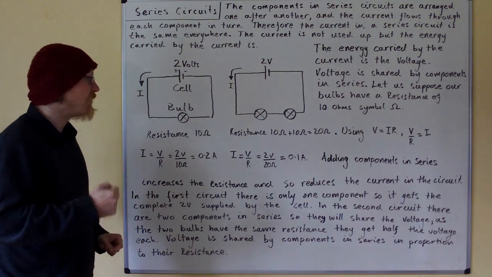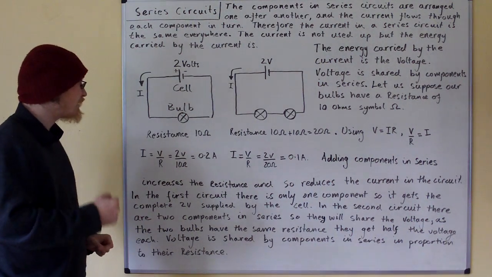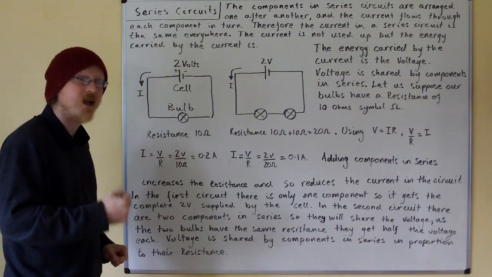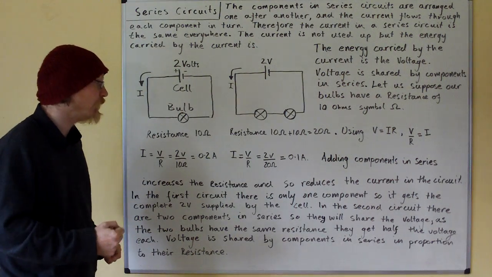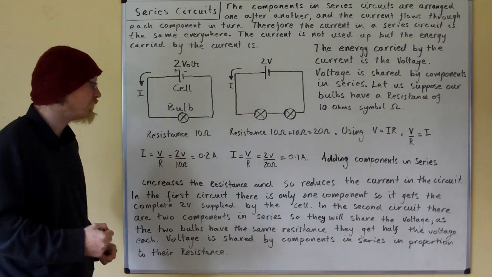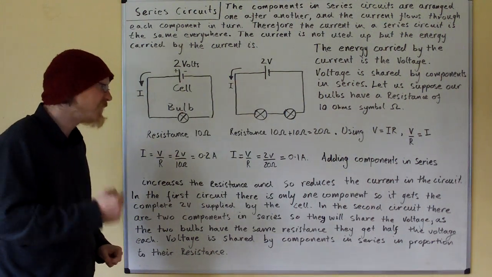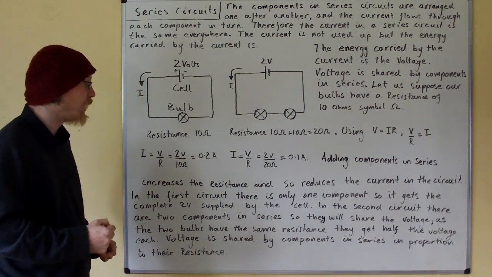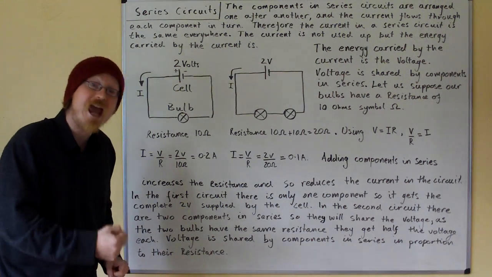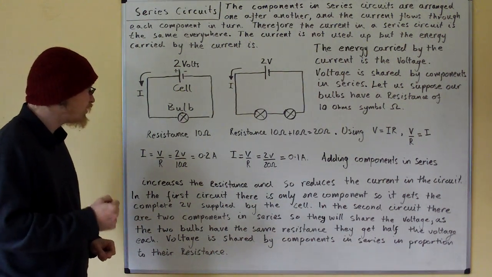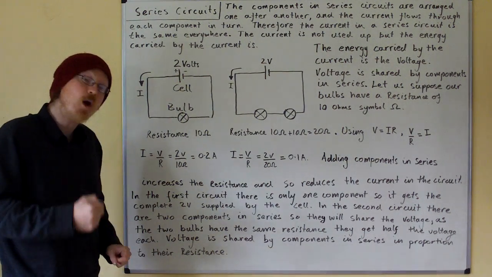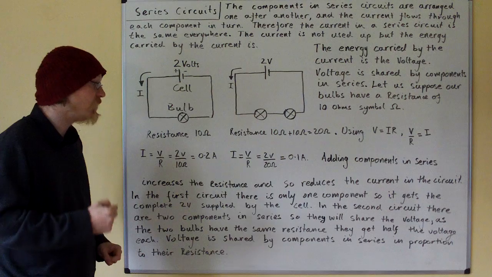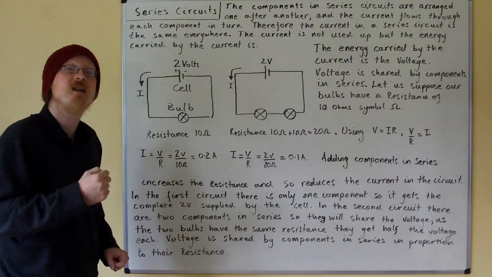In the first circuit, there is only one component, so it gets the complete 2 volts supplied by the cell. In the second circuit, there are 2 components in series, so they will share the voltage. As the 2 bulbs have the same resistance, they get half the voltage each. Voltage is shared by components in series in proportion to their resistance.